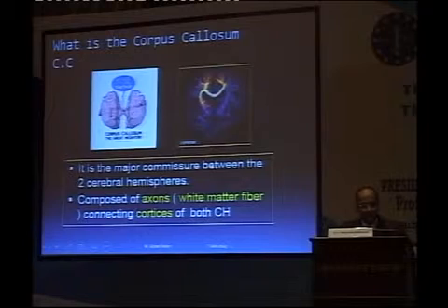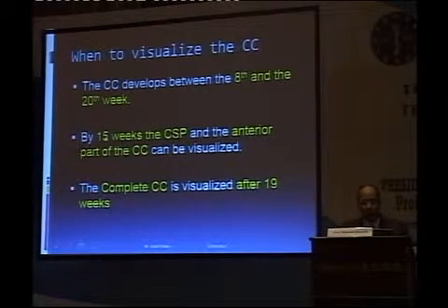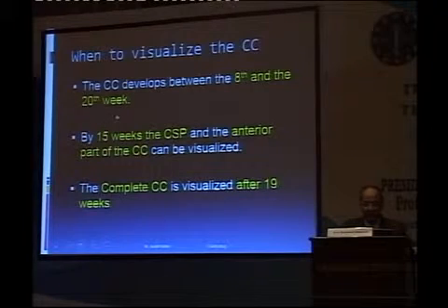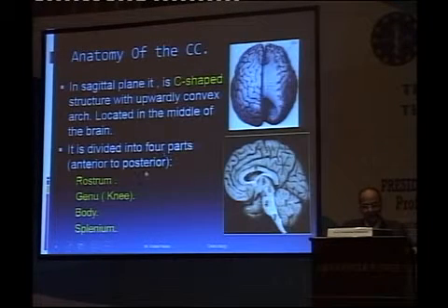As he mentioned, the corpus callosum is a major commissure between the two cerebral hemispheres, and it is composed of axons or white matter fibers connecting the two cortices of the cerebrum on both sides. The corpus callosum starts to develop from 8 weeks to 20 weeks, and by ultrasound we can see the cavum septum pellucidum and the anterior part of the corpus callosum, and we can see the complete corpus callosum after 19 weeks by ultrasound.